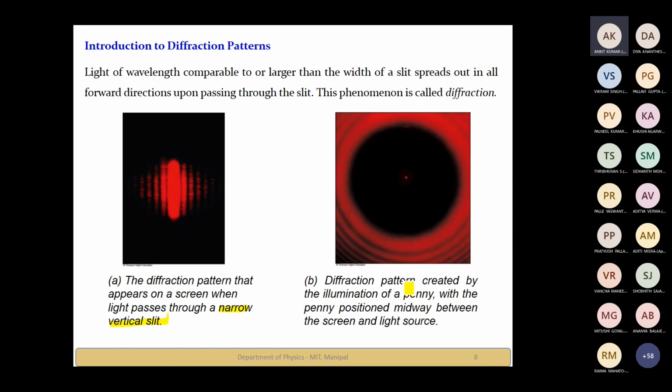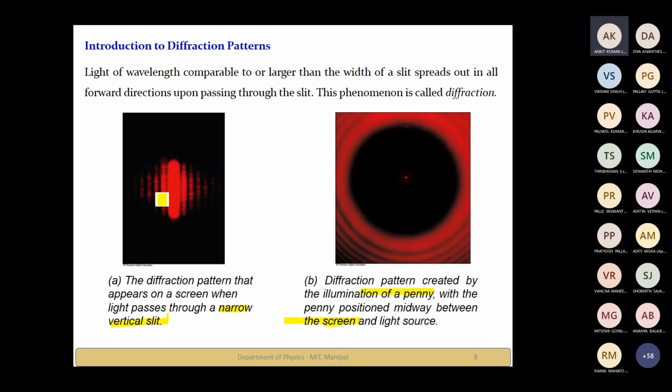And you have the second one. It is also a diffraction pattern, created by illumination of a penny, with the penny positioned midway between the source and the screen. So in this case, you get a circular diffraction pattern. In the other case, you have a diffraction pattern in terms of straight lines.